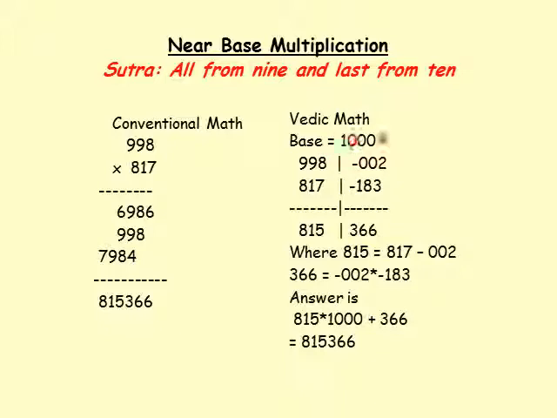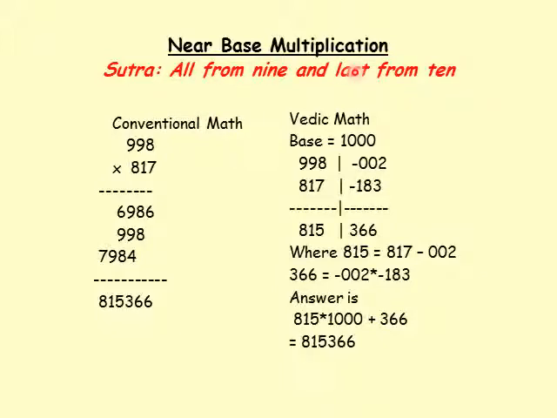In Vedic mathematics, we write down the 2 numbers involved in multiplication, 998 and 817. Then we pick up a base number, which is 1000. 1000 is very close to 998 and it's not too far from 817. Then we draw a vertical line to the right of the numbers. Then we write minus 002 against 998. We obtain minus 002 from 998 minus 1000, which is the base number. Similarly, we obtain minus 183 from 817 minus 1000. In these subtractions, we can use the sutra all from 9 and last from 10.